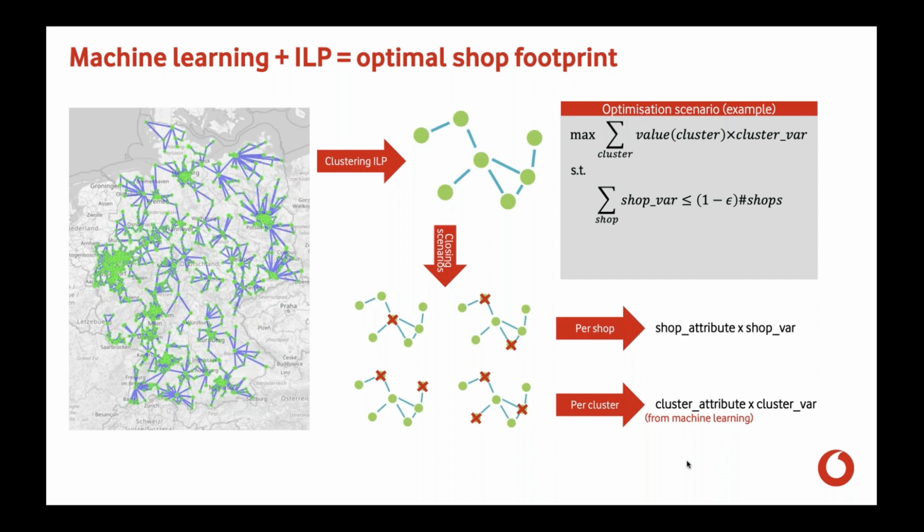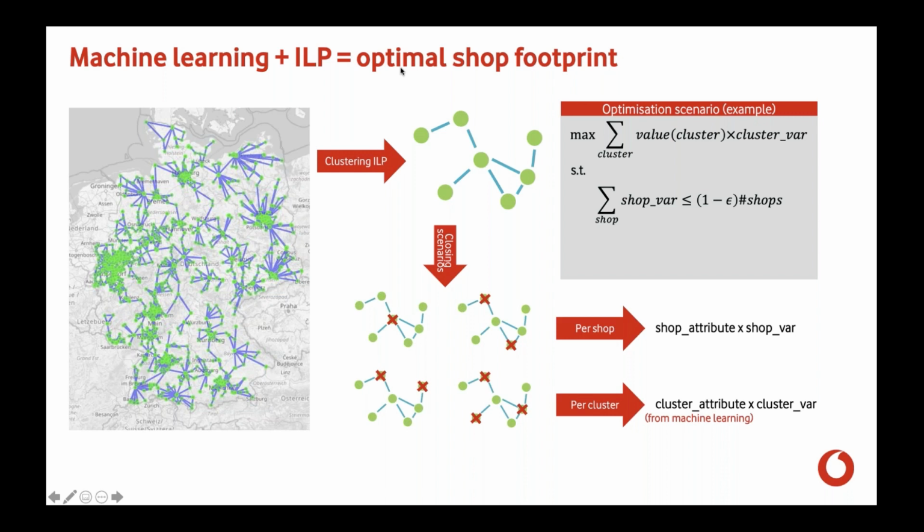So on the one hand, you can make the ILP play through the different closing scenarios in each cluster, giving you the results from the machine learning models for each of those scenarios that you can put into your ILP. And on the other hand, you can put per shop information, and then you can combine those two things to formulate your constraints and also your objective for the ILP. So here's a template example of what it could look like.